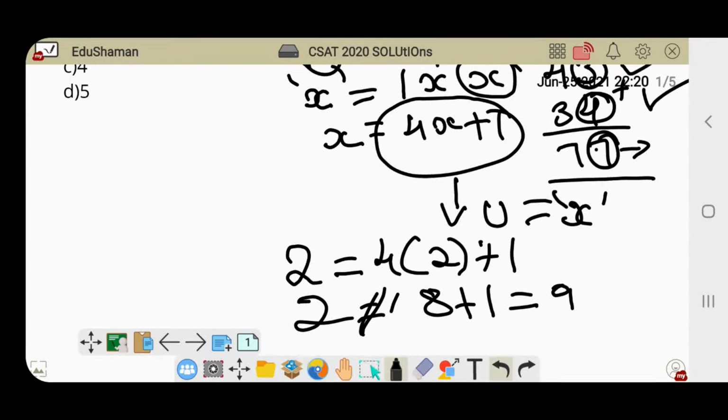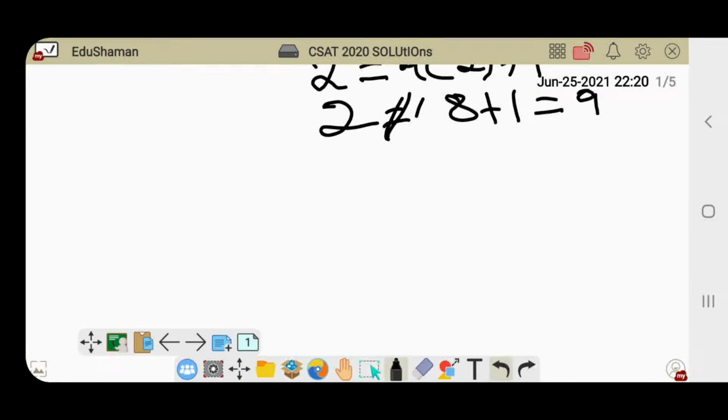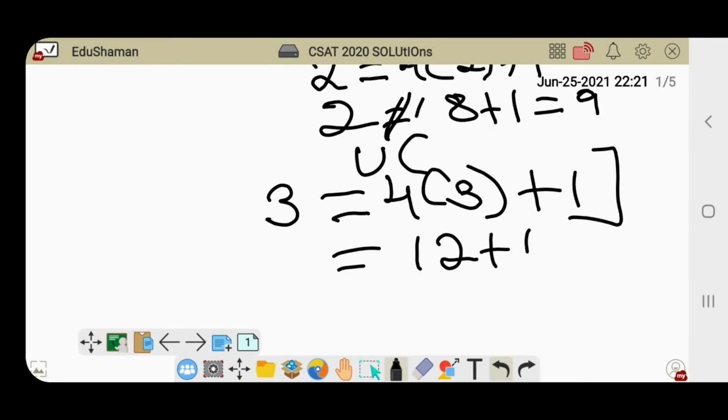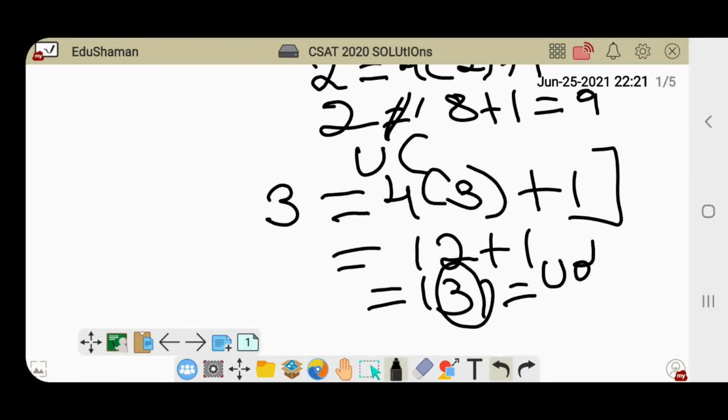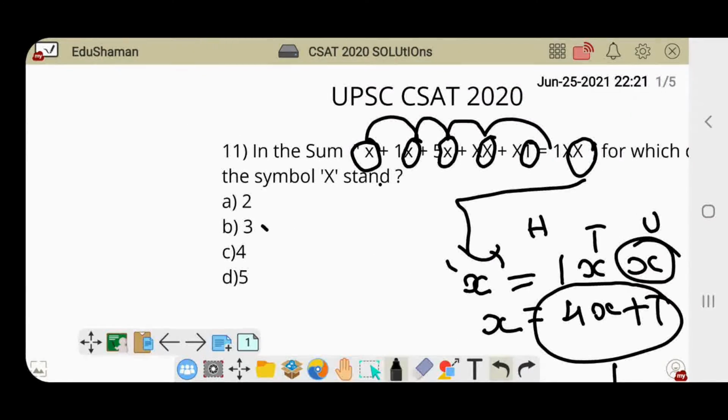The next option is option 3. So let's try with that. Option 3 equivalent to units place of 4 into 3 plus 1. That is equal to 12 plus 1, which is 13. Yes, this holds good. The units place of 13 is equivalent to 3, which is option B. So option B is the right answer.